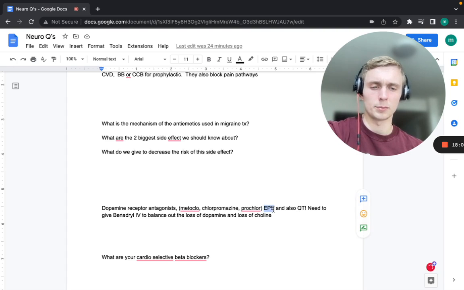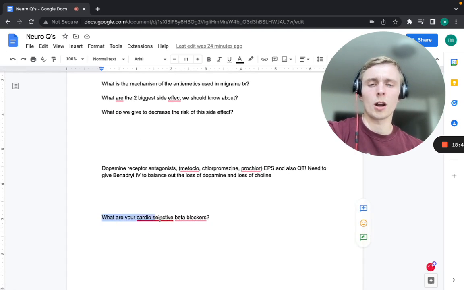also extrapyramidal symptoms. And we want to give Benadryl IV to balance out the loss of dopamine and loss of choline. So if these are inhibiting dopamine, remember the scale of dopamine and acetylcholine, so we want to lower that acetylcholine along with the dopamine. We don't want there to be an imbalance between acetylcholine and dopamine. So if we're going to inhibit dopamine to inhibit that nausea and vomiting as an antiemetic, we also want to take down some of the acetylcholine as well to bring both of them down at the same time. So that's why we give the IV Benadryl along with the antiemetics when we're treating a migraine.